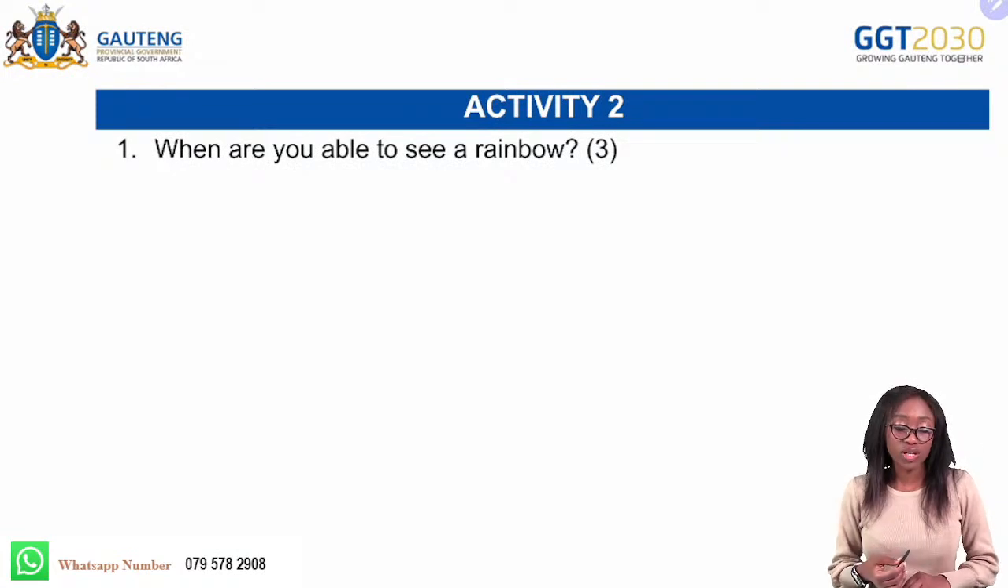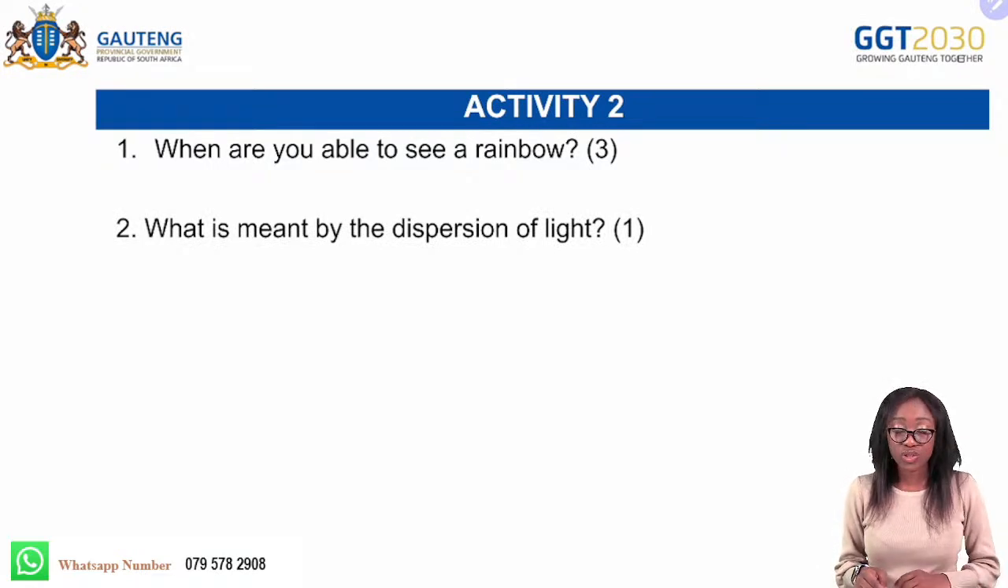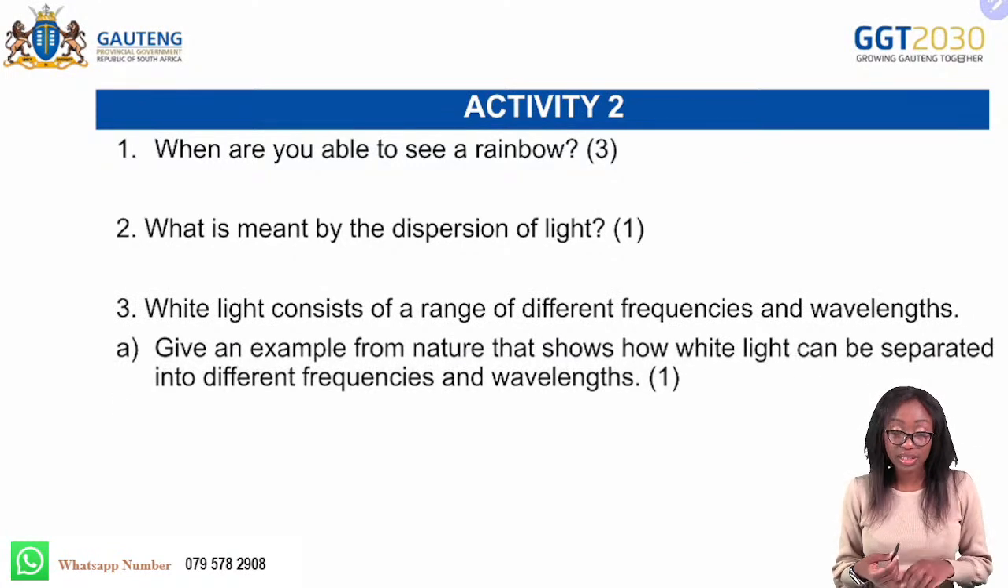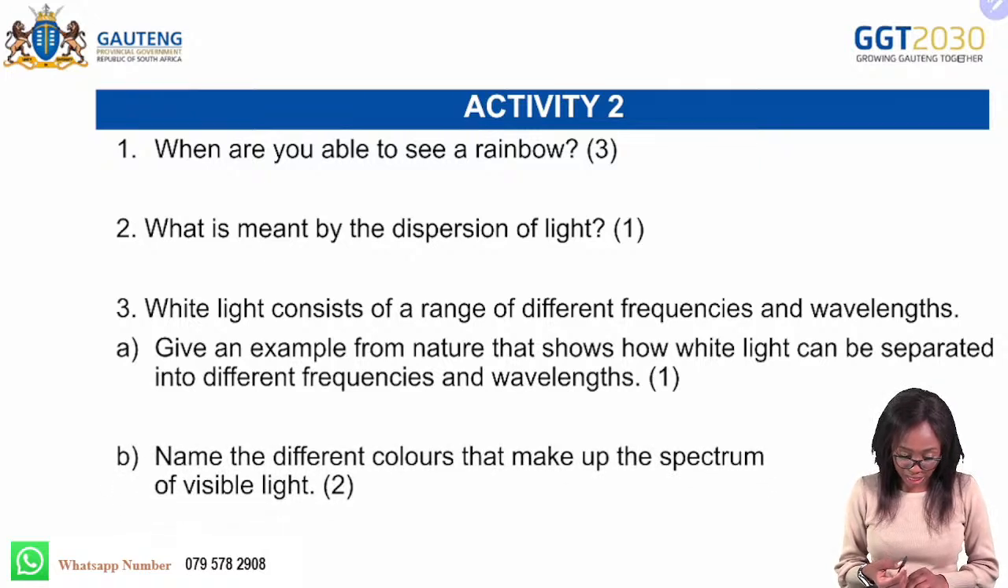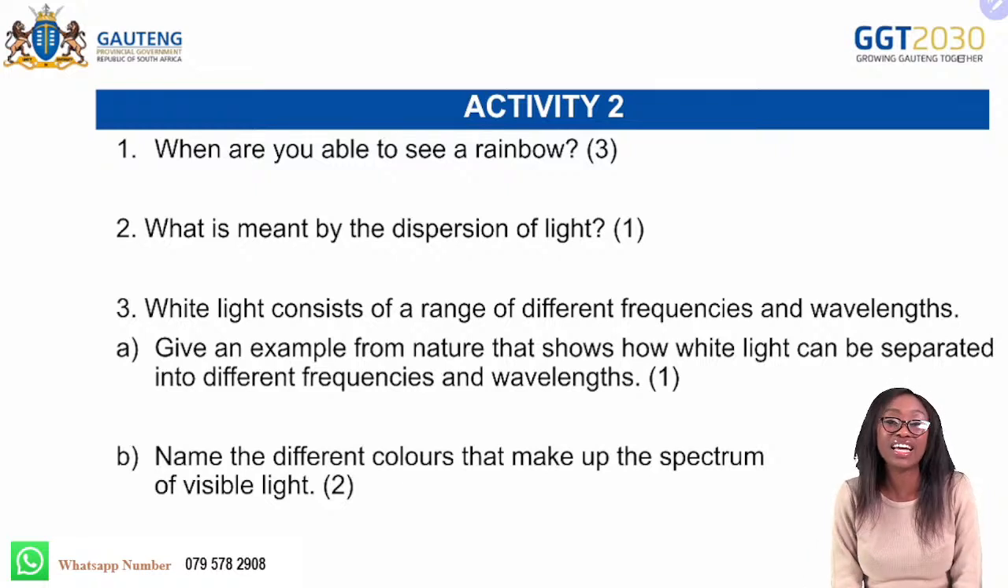So now, which brings us to our second activity of the day. First question, when are you able to see a rainbow? What is meant by the dispersion of light? And white light consists of a range of different frequencies and wavelengths. A, give an example from nature that shows you how white light can be separated into different frequencies and wavelengths. And then B, name the different colors that make up the spectrum of visible light. I'm going to give you 4 minutes to answer these questions. Then after 4 minutes, we'll do the corrections together.